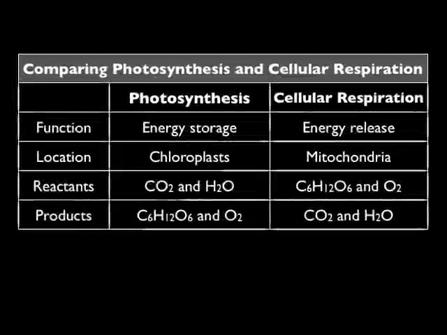Finishing off this section, let's do a little comparing of photosynthesis and cell respiration. Photosynthesis is about energy storage. Cell respiration is about energy release. Photosynthesis occurs in chloroplasts, cellular respiration in the mitochondria. In photosynthesis, the reactants are carbon dioxide and water, and they produce glucose and oxygen. In cellular respiration, it's pretty much the opposite, where the reactants are glucose and oxygen, and the products are carbon dioxide and water. Well, this is the end of Part D, and the end of Standard and Benchmark 3.2.